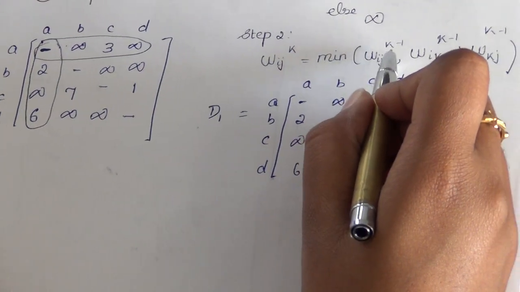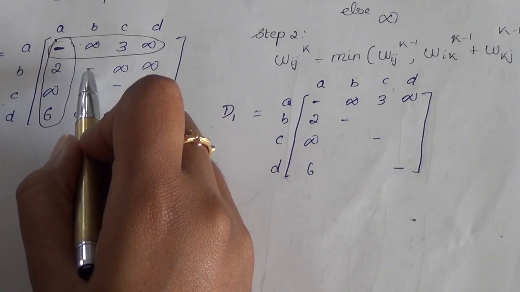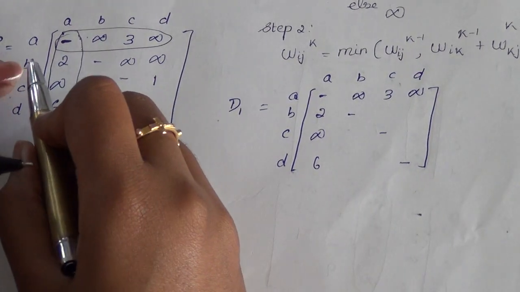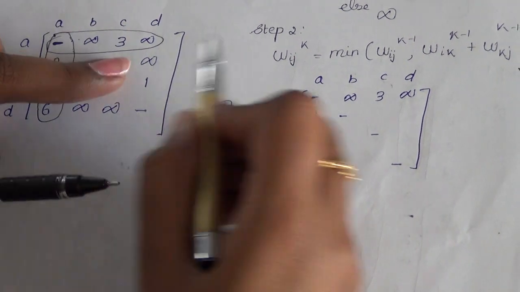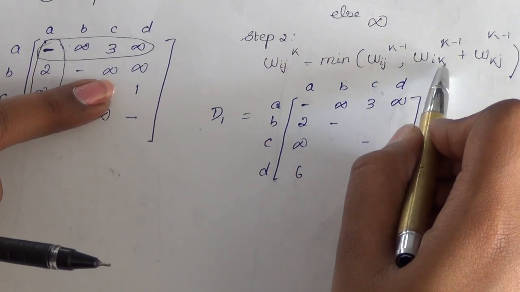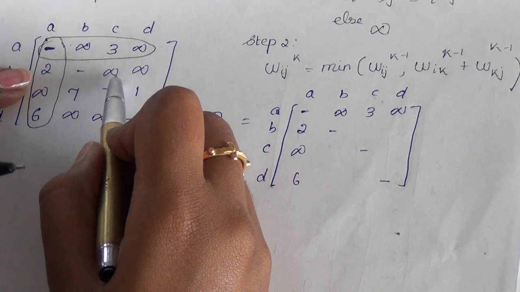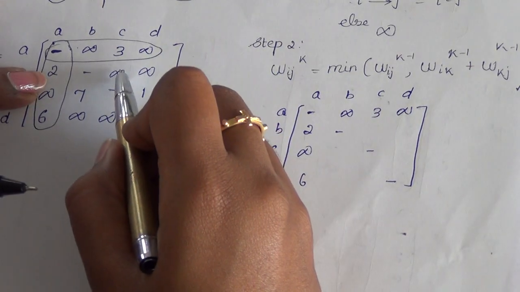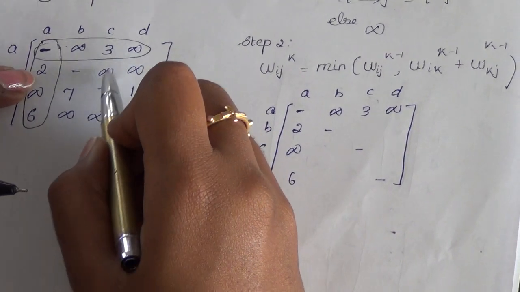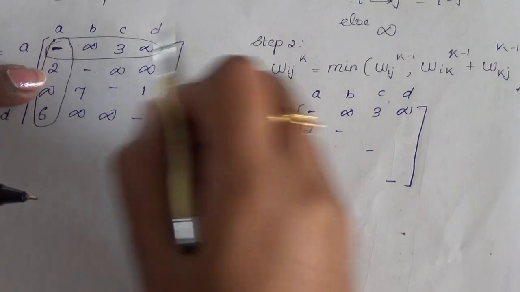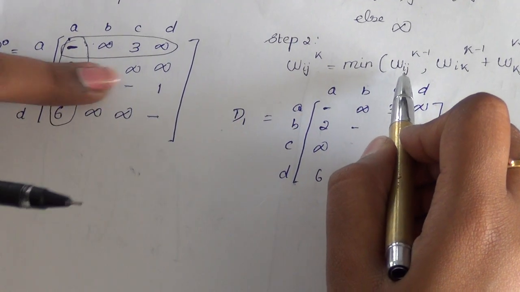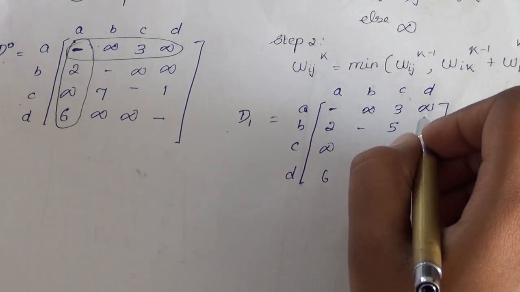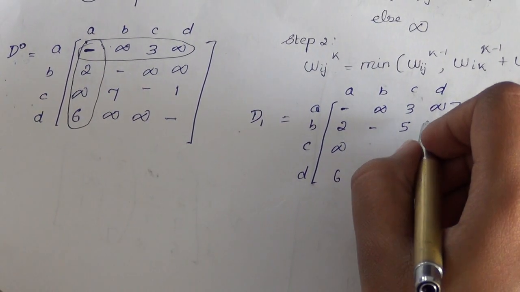This W_ij^(k-1) represents the value which is already present. And this W_ik plus W_kj represents the other value. So suppose B to C is already infinity, that will be W_ij^(k-1). W_ik^(k-1) represents the value 2 from the same respective row, and W_kj^(k-1) represents the value 3 which is in the same column. So 2 plus 3 will be 5, and the other is infinity. The minimum value will be 5, so I am replacing this infinity with 5. Similarly, I will be filling all the other values.